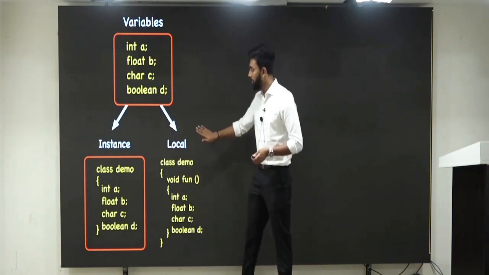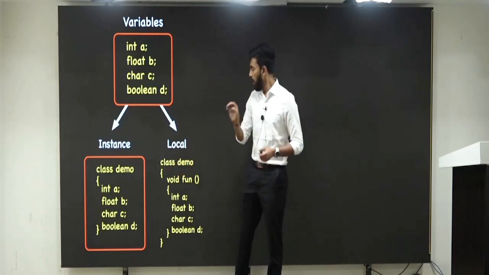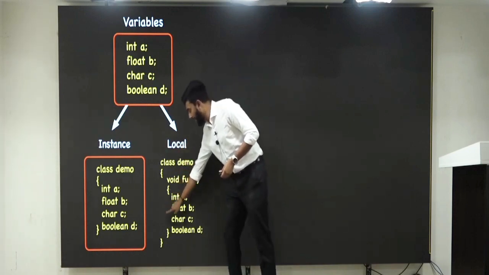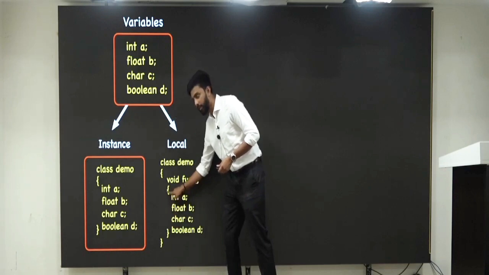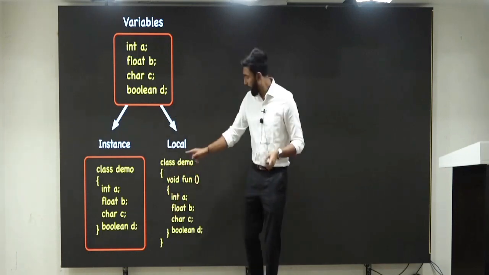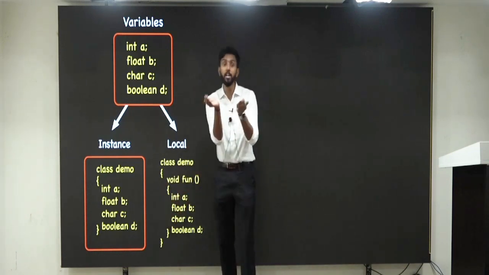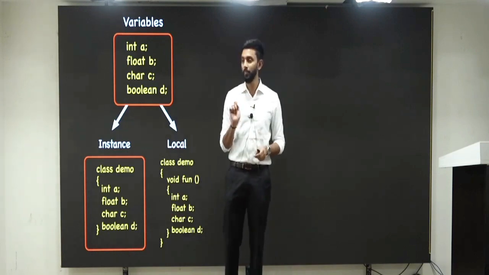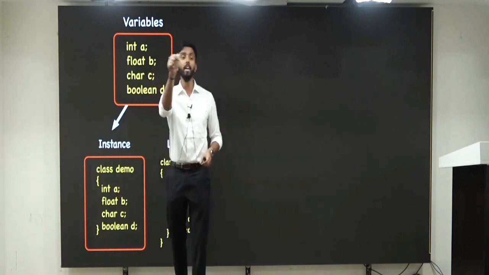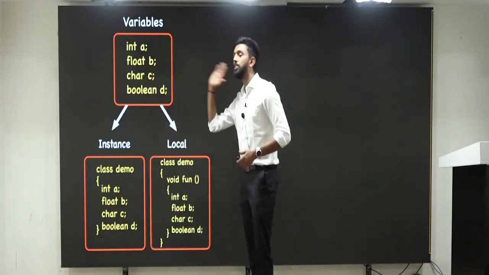Now, if you ask me, sir, is this instance or local? I will tell local. Why? Local variables are such variables which are created directly inside a method, not inside a class. Everything will be inside a class only, correct? But look at this. First, is it inside method or inside class? First, it is inside method, local. But here you can see it is inside class but not inside any method, instance. So this is local, that is instance.